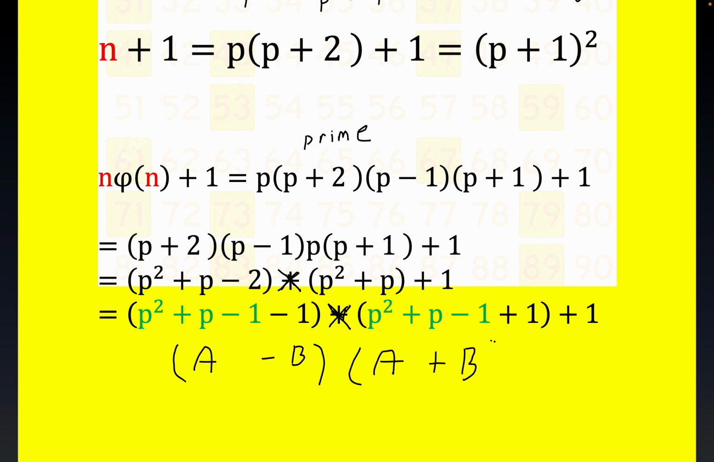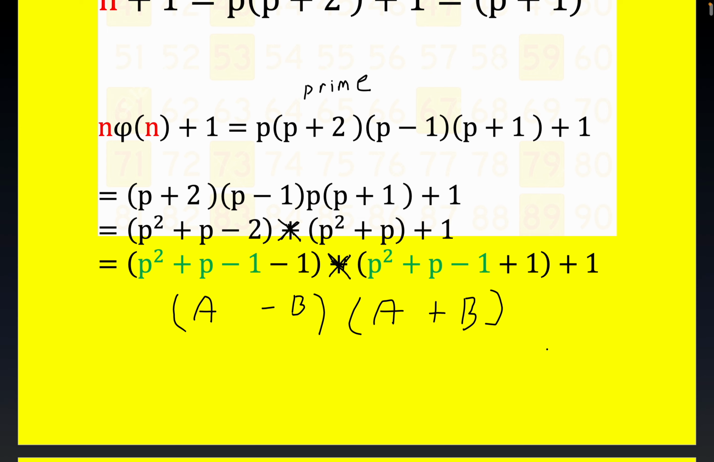And you see, it's just that our a is these greened out objects, and our b is just 1. All right? So we know that this is equal to a squared minus b squared, right? And I'm not including the 1 at this point, but a squared minus b squared. Now what we get right here, folks, is the following. We get p squared plus p minus 1 quantity squared.